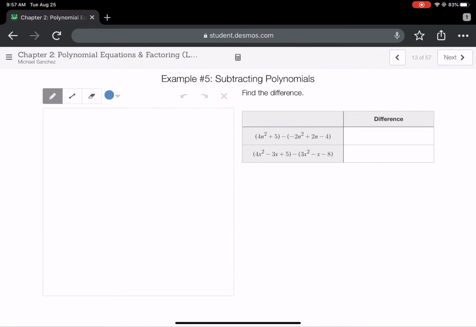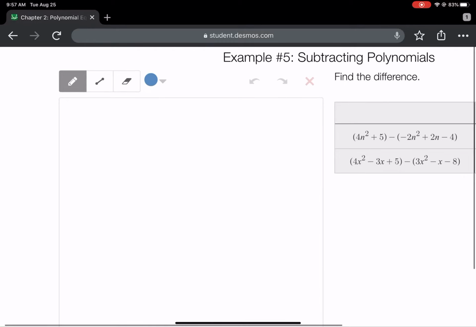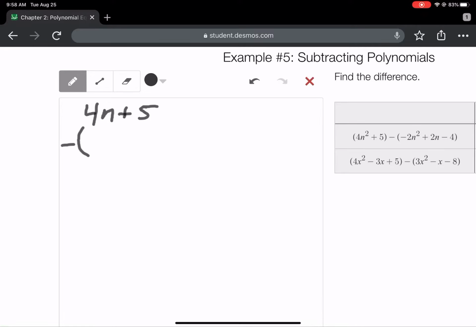All right, so subtracting polynomials is very similar to adding polynomials. The only difference is, check this out. So I have 4n squared plus 5, and then it says I'm subtracting. So in this case, I'm subtracting negative 2n squared plus 2n minus 4.